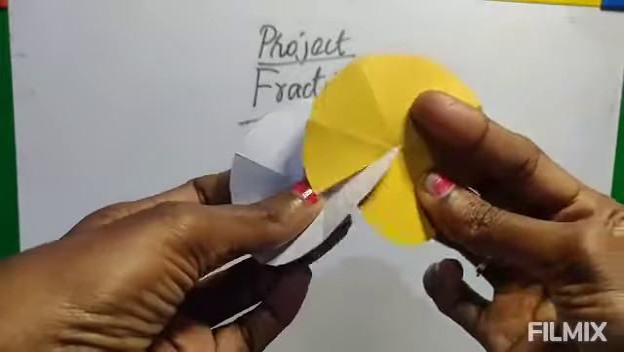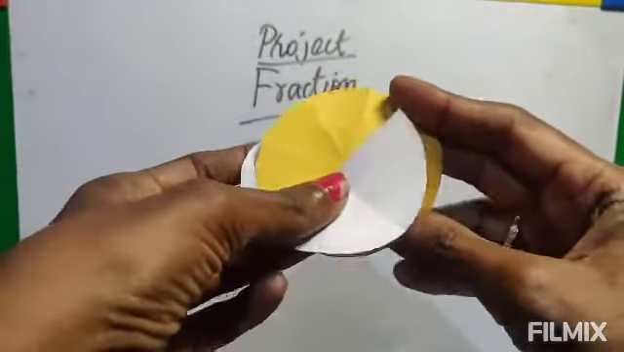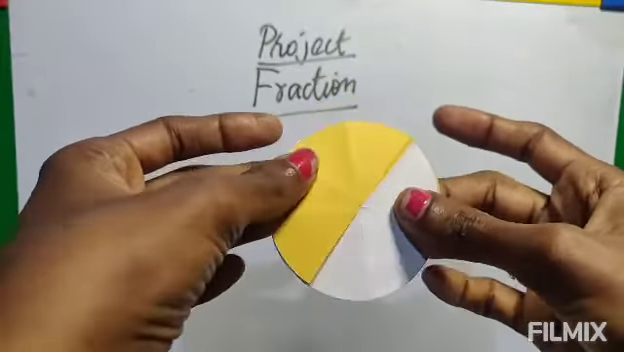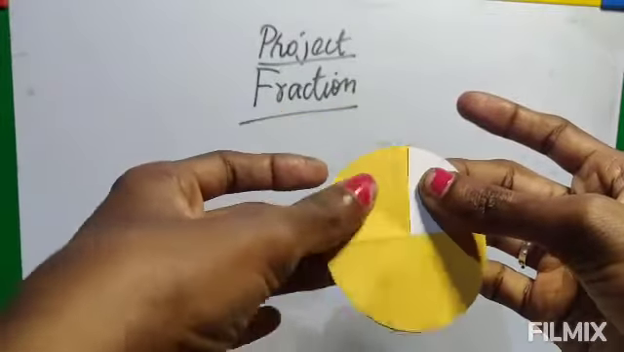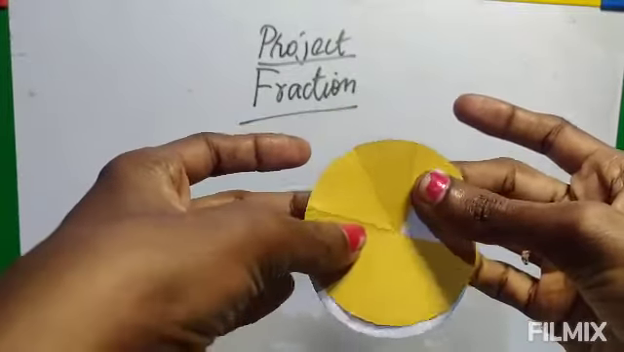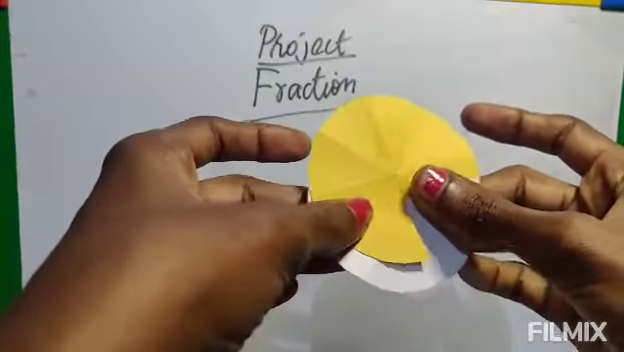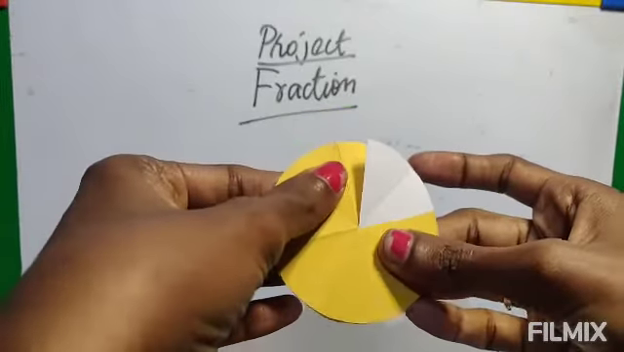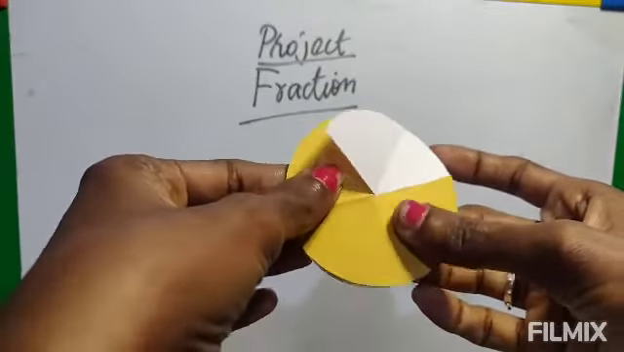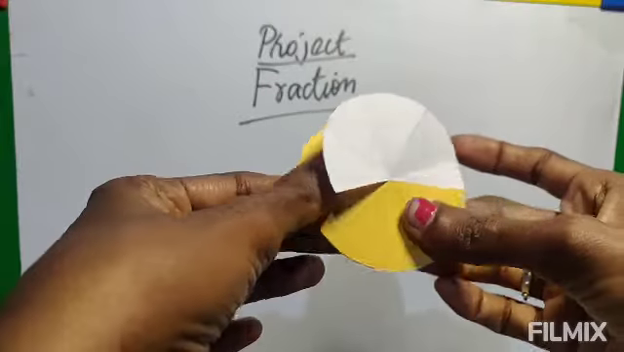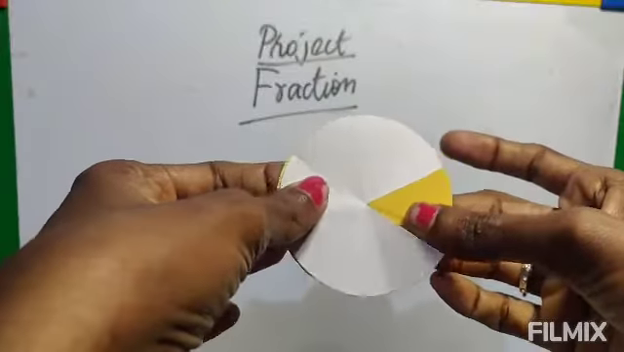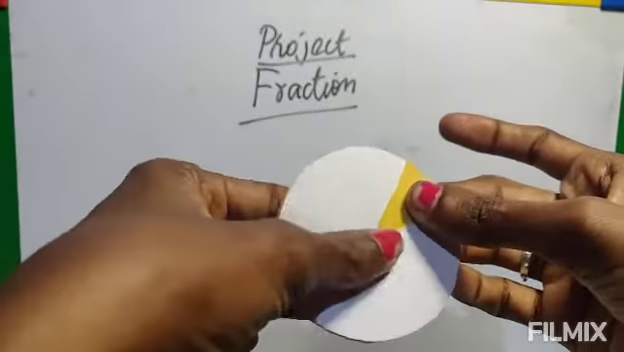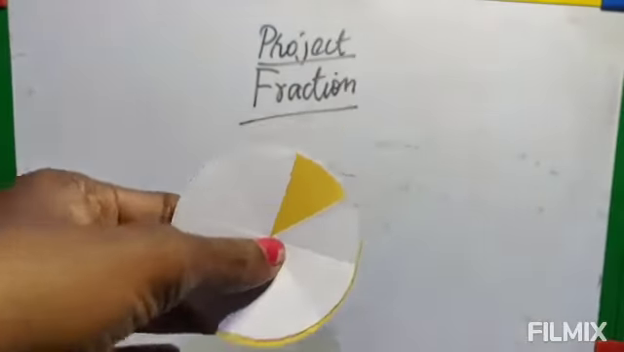Now you put these two together like this. If you do like this, you can move it. One circle on the other, fixing on the center, that way you can move it. This is the way you can go on roundly. You can move it and you can explain the fraction. Now how to explain that, I will say now.